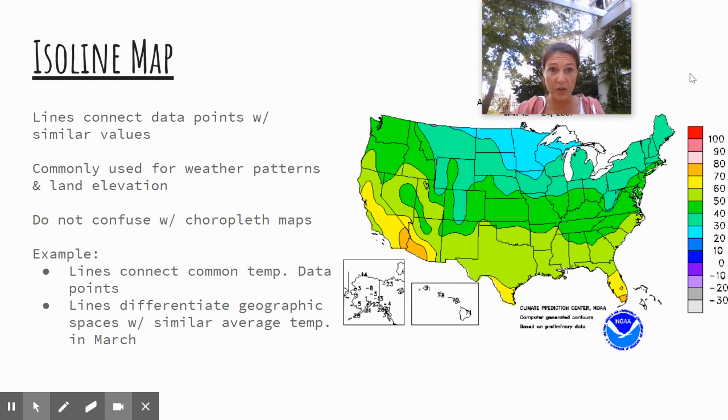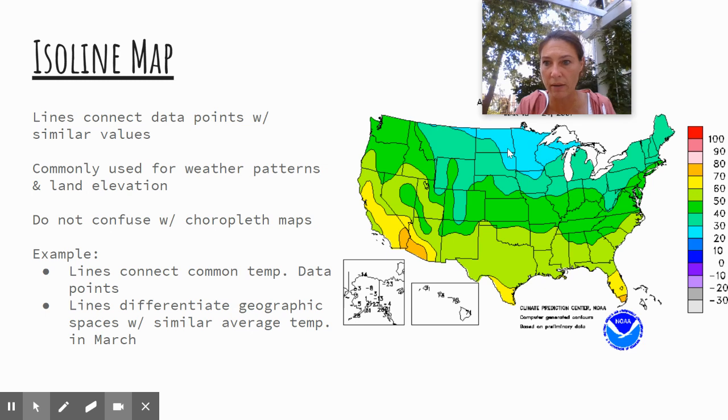And we have two more. So this is an isoline map, and an isoline map is your stereotypical weather map. Anytime you're watching the weather on TV and you see this map, it is an isoline map. The way in which you read this is that these lines and the colors within this line represent equal, similar values, right?